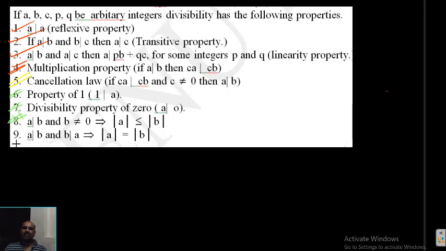Last one, important one. A divides B and B divides A. What is the relation between A and B? Most of the students say that A equals B, but A equals B is not correct. Modulus of A equals modulus of B. I will write neatly. A divides B and B divides A, then mod A equals mod B.